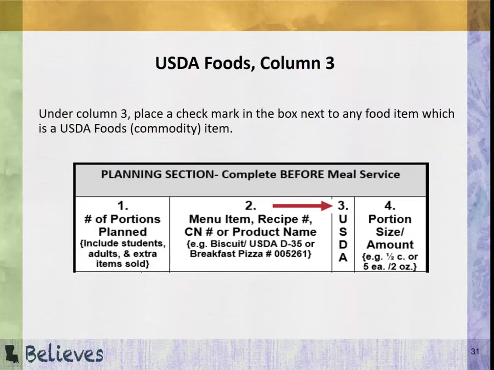Under USDA Foods, column 3, place a check mark in the box next to any food item which is a USDA Foods or commonly known as commodity item. The production records may be used as a withdrawal form to track and remove USDA Foods or commodities from inventory. Because USDA Foods inventory must be tracked separately from purchased inventory, the production records serve as documentation to assist in tracking and documenting inventory records accurately.